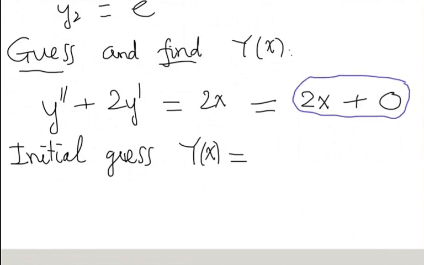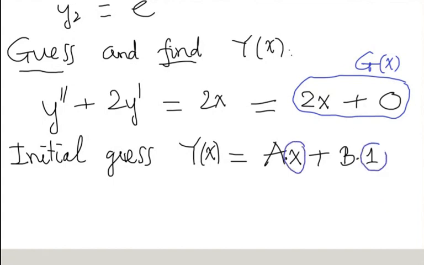This is g of x here. What is our initial guess? We will have ax plus b. So actually this is a times x plus b times 1 as before. We have x to the first and then x to the 0, which is 1. That's the initial guess.